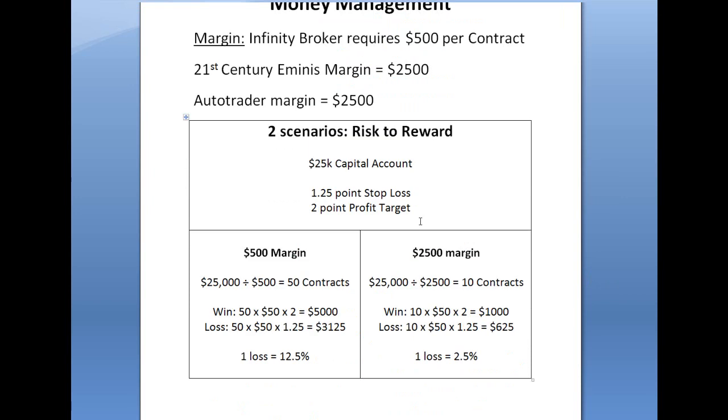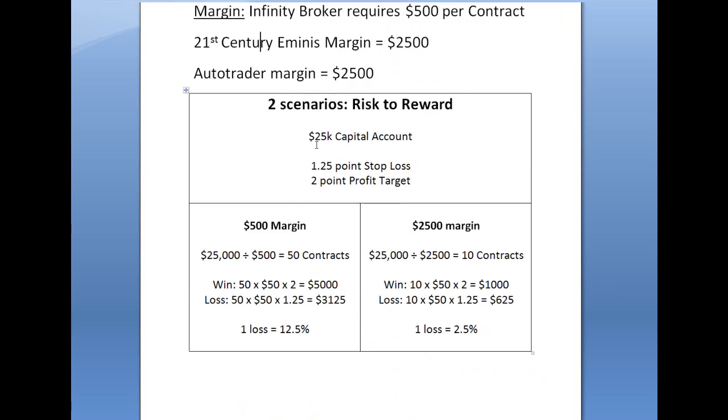So we're going to look at a couple of scenarios when somebody uses a $500 margin or a $2,500 margin. We're looking at a $25,000 account, and each trade that we do, we have a stop loss of 1.25 points and a 2-point profit target. One trader is using a $500 margin and the other a $2,500 margin. $25,000 divided by the $500 margin, you would be able to trade 50 contracts maximum.